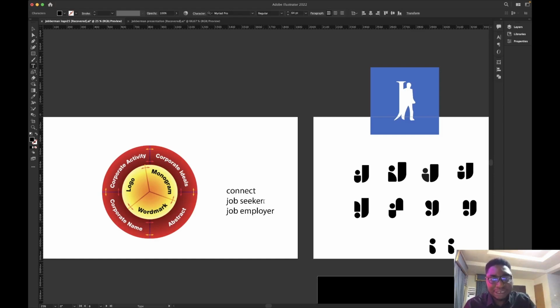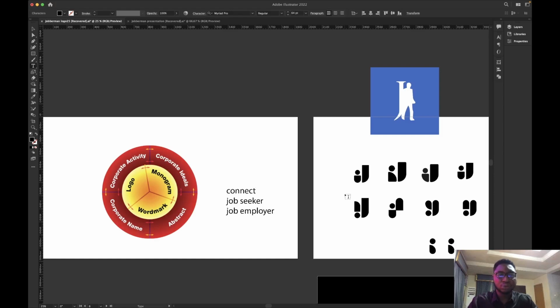Then for job seeker and job employer, you will all agree with me that they are human beings, more like a man. I know there are women. The Bible says in his image he created him, male and female. So man represents man and woman. So what do I do?